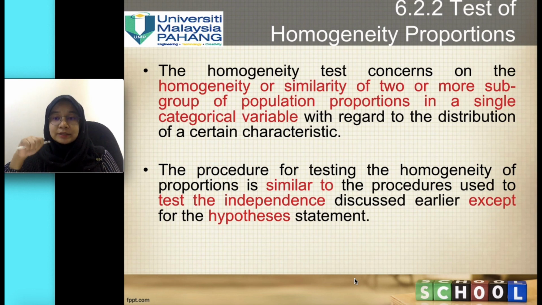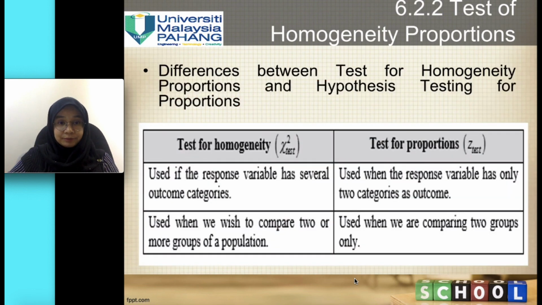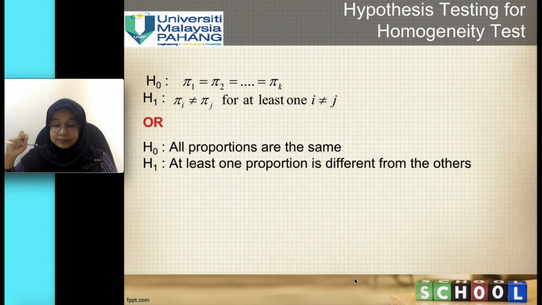The procedure for testing the homogeneity of proportion is similar to the procedure used to test independence, except for the hypothesis statement only. So these are the differences in the hypothesis and the contingency table. What is the hypothesis for homogeneity? H null: pi 1 equals pi 2 up to pi k, depending on how many populations you have. And for H1, pi i is not equal to pi j for at least one i not equal to j. Or you can say H null: all proportions are the same. H1: at least one proportion is different from the others.